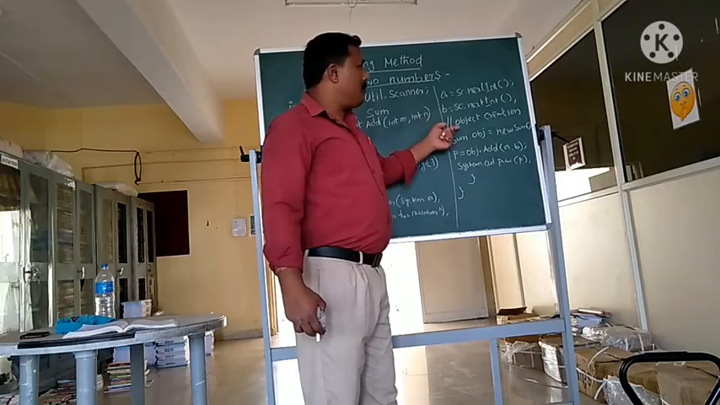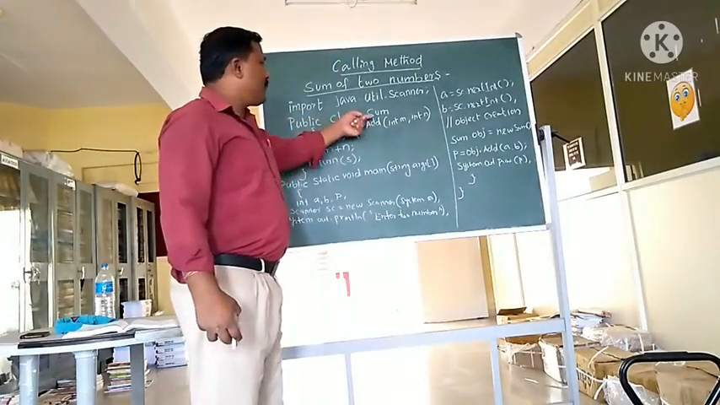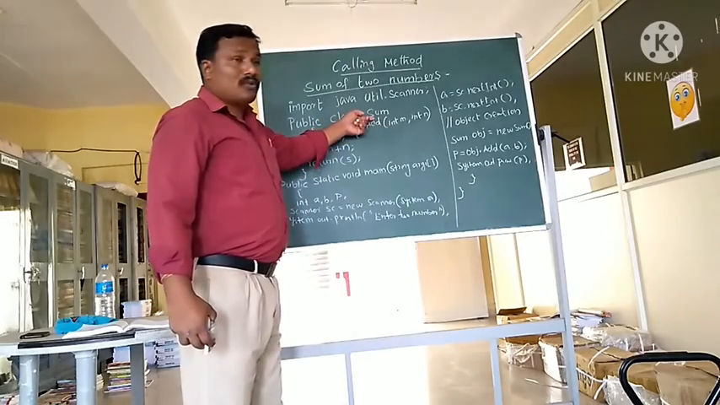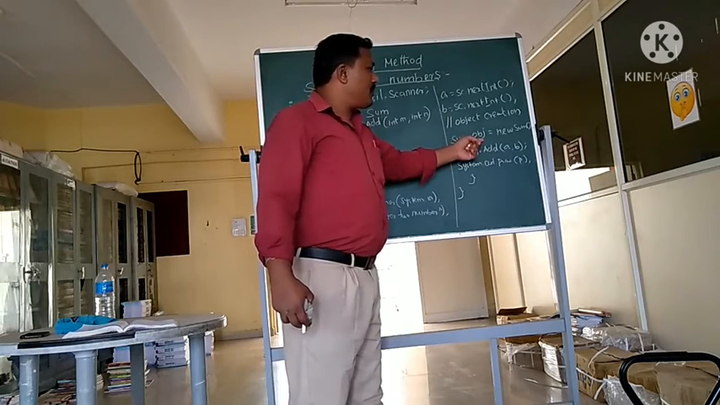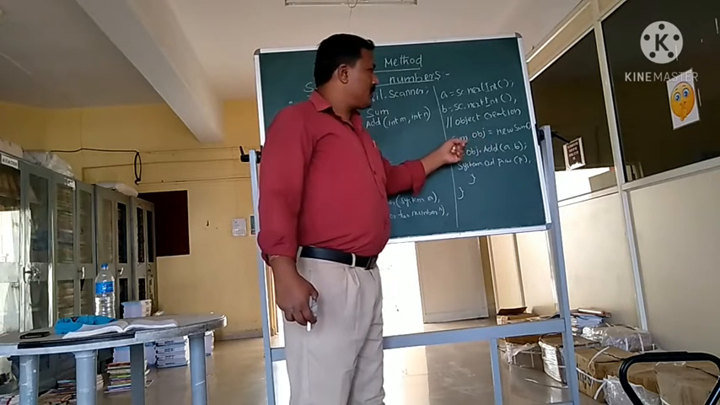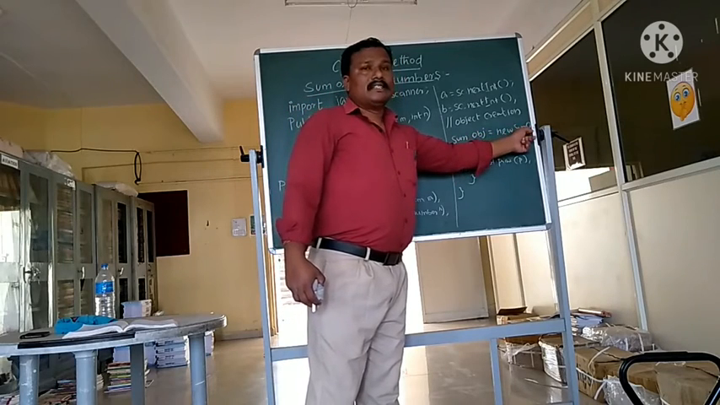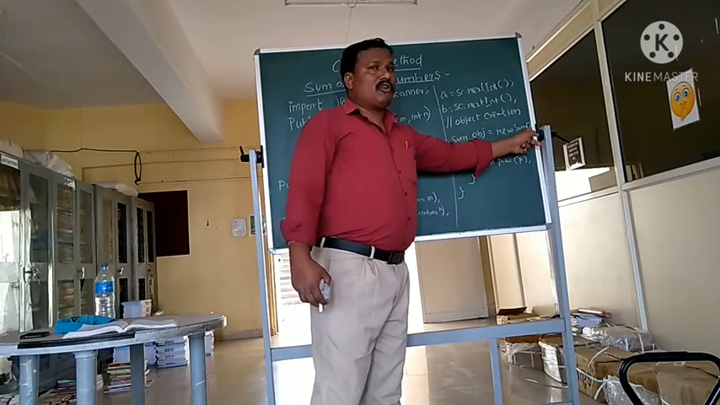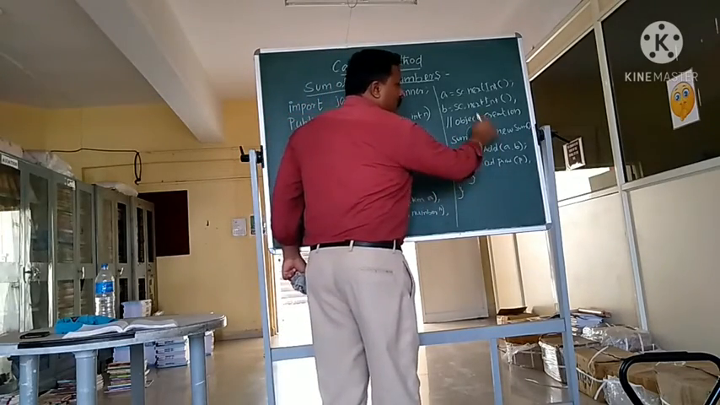So what I do, I'm going to create an object of the class. The class is Sum. I want to create an object for this class named Sum. So obj is the object name, Sum is the class name: Sum obj = new Sum(); with open bracket, close bracket, and semicolon. So obj is the object.